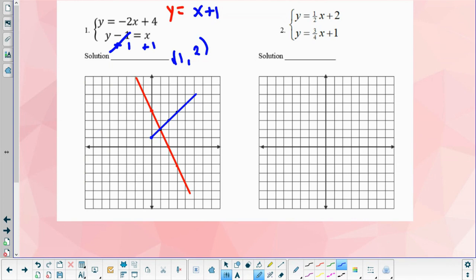All right, let's take a look at this one on the right. They are both in slope-intercept form. That makes me happy because then I have less work to do. So I'm going to start at 2 for my first line, and I'm going to rise 1, run 2 according to my slope. So rise 1, run 2. I should have enough to go ahead and graph that line.